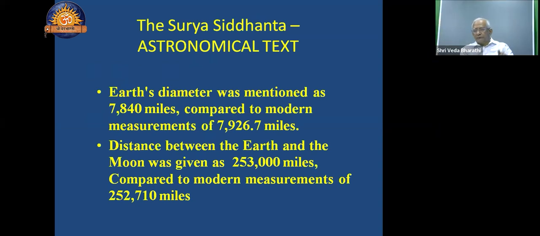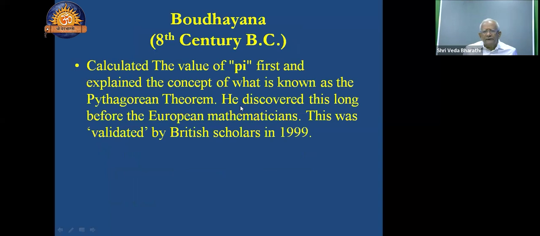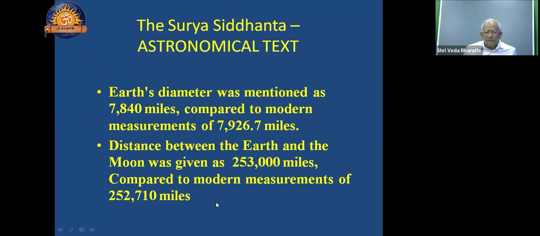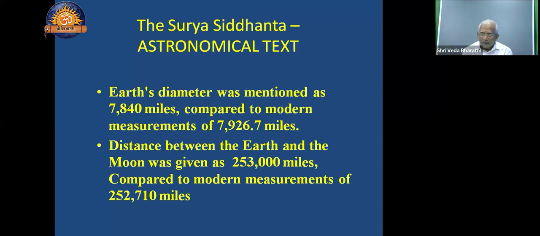Here, the Surya Siddhanta, which I mentioned previously for the Prarthana Shloka, calculated the Earth's diameter as 7,840 miles, whereas with modern gadgets it is identified as 7,926. They got very close to the original number. Similarly, the distance between the Earth and the Moon was given as 2,53,000 miles, whereas today the average is 2,52,710 miles. In the absence of any modern gadgets like computers or calculators, they were able to do it orally or mentally. That is the power of our mathematics in ancient India, sir.